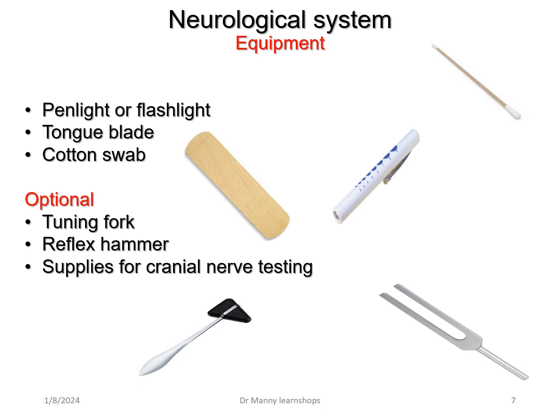What's some of the equipment that might be employed by a healthcare provider when assessing the neurological system? Well, a pen light or a flashlight, a tongue blade, a cotton swab, sometimes a tuning fork, a reflex hammer, and supplies for cranial nerve testing, things like assessing olfactory nerve, cranial 1.